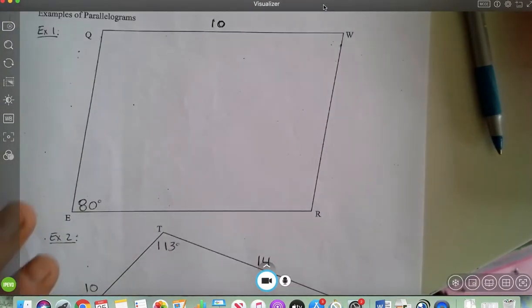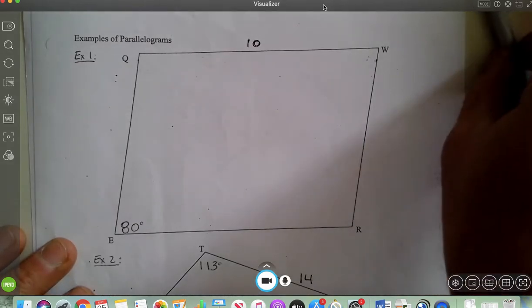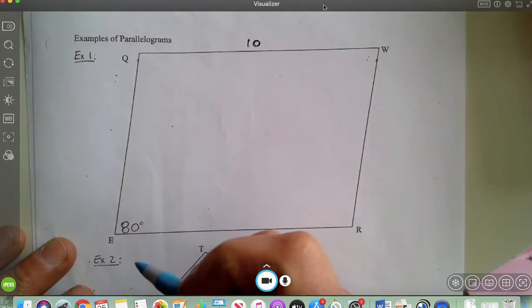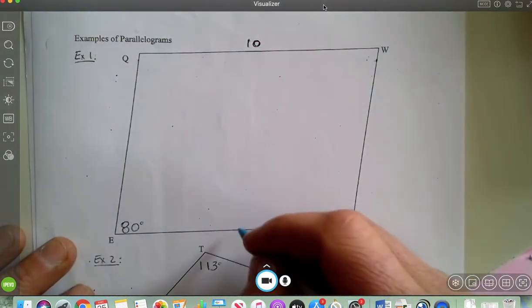Okay, so we're on to this. Example one. Let's just finish marking using what we have. Our properties tell us that opposite sides are congruent. So if this is 10, then this is going to be 10.